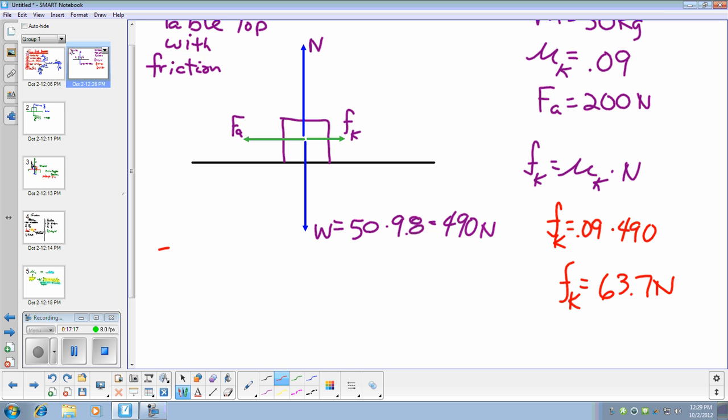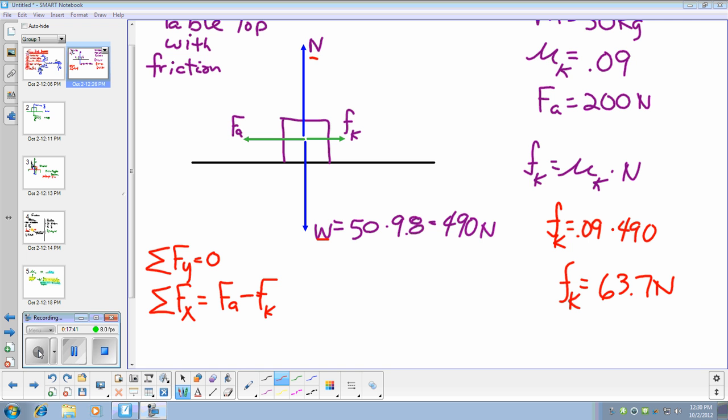So now, if I wanted to still find the acceleration of an object in this example, what I would have to consider is, we remember from last time that our force in the y is going to be equal to 0 because our weight and our normal are going to balance one another out. But our sum of the forces in the x are going to be equal to the force applied minus the force of friction.